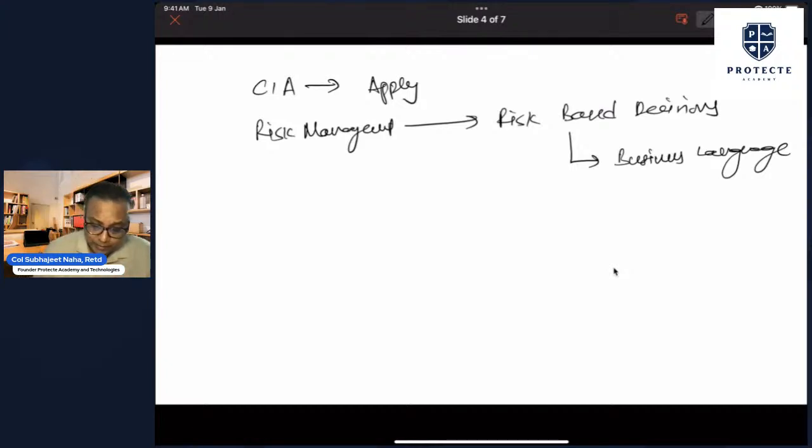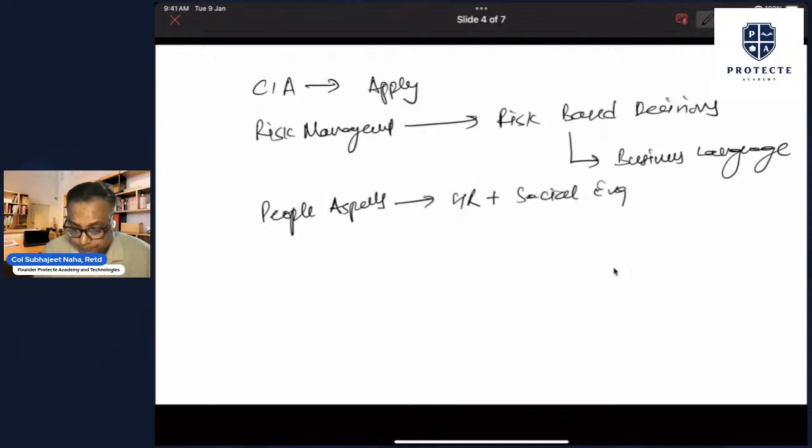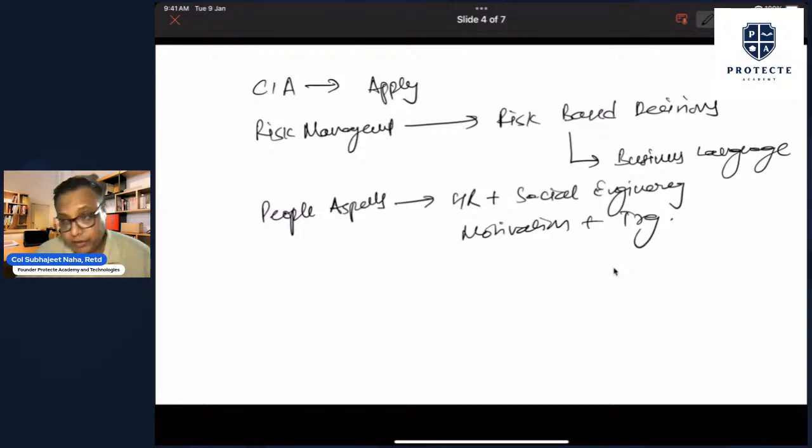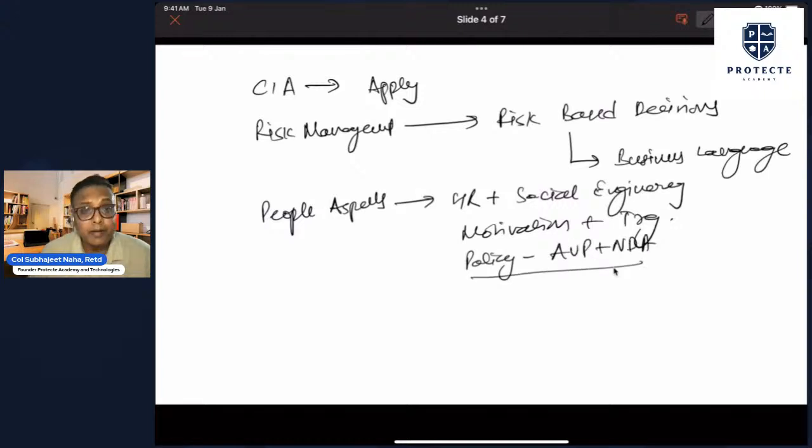The next thing you come to is the people aspects. What are the different HR processes and social engineering, and how motivation and training can solve a lot of your HR issues. Also, policy level decisions like acceptable use policy and NDA are covered in this part.